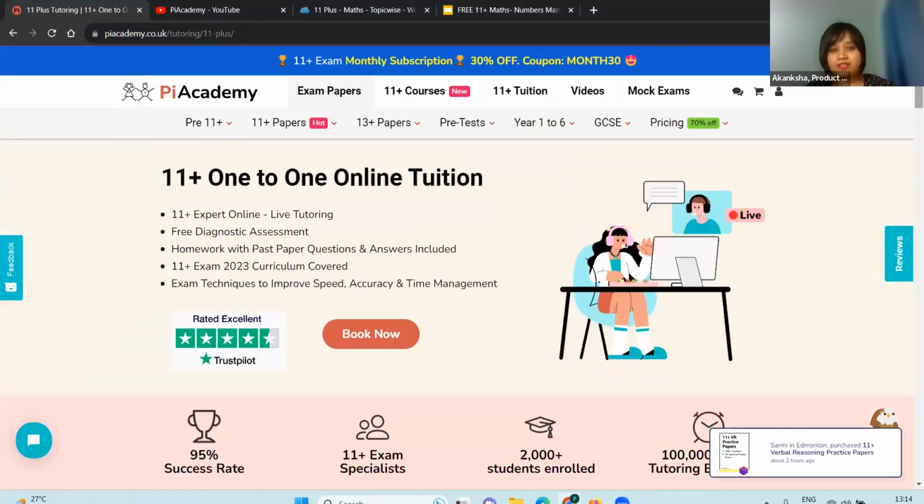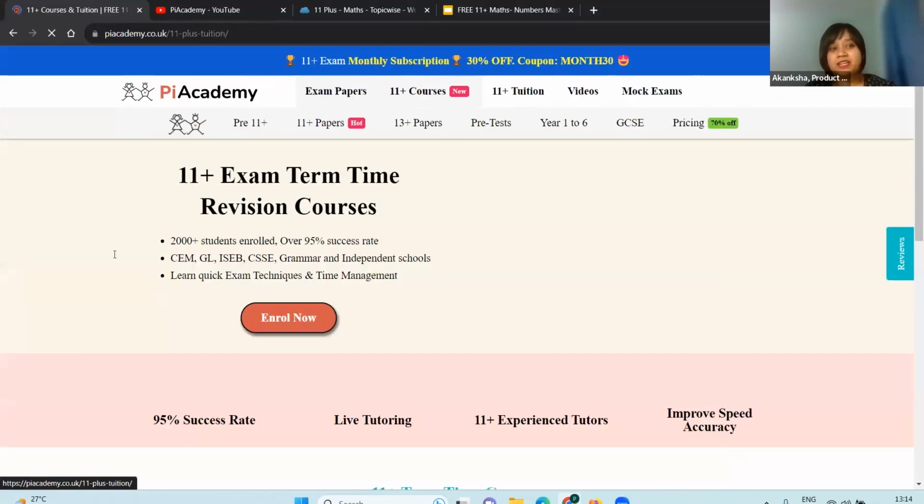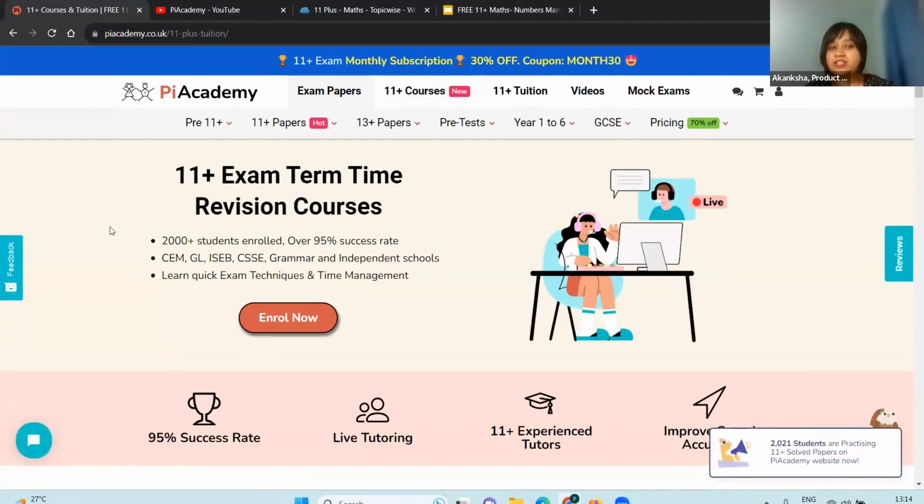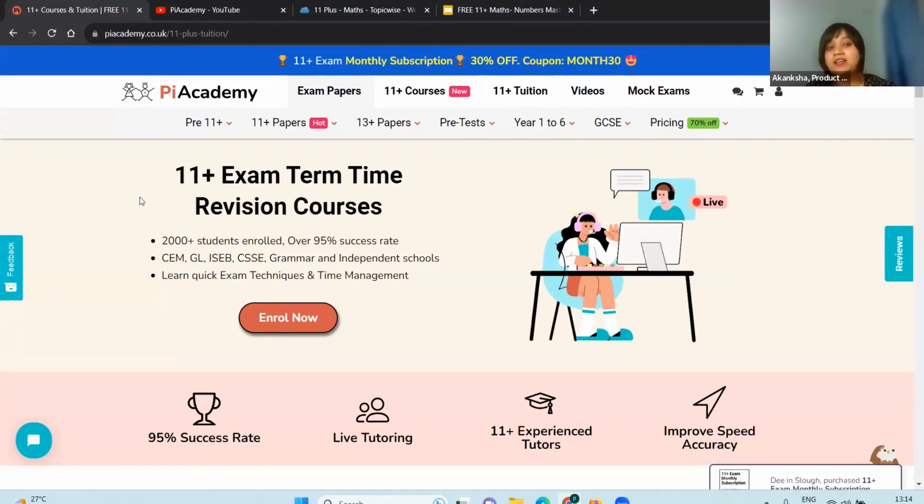So yeah, this was the 11 plus tuition. And the 11 plus courses are basically seasonal courses. Some courses run throughout the year and some courses happen during the half terms. So during the half terms, students have a lot of time on hand, which is a great time for them to catch up and practice really well, get their concepts completely clear.